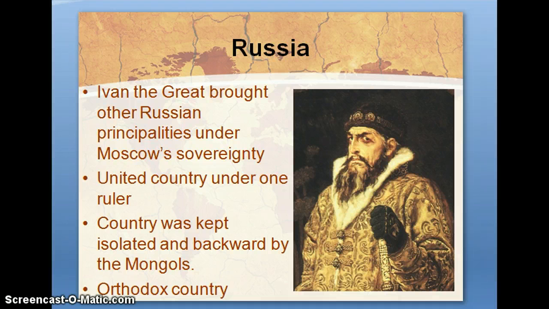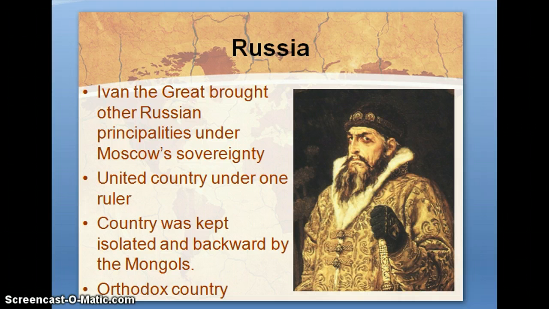However, because the Mongols are no longer occupying China, they were kicked out of China, Russia is going to be attacked by the Mongols frequently, and so they're going to be kind of isolated and kept backwards and kept busy by the Mongols. Russia is also the only European Orthodox country. Remember from last year we had the Great Schism where the Catholic Church divided in two, into the Catholic Church that we know today, the Roman Catholic Church, and the Orthodox Church. So Russia is Orthodox. And that's our picture of Ivan the Great.